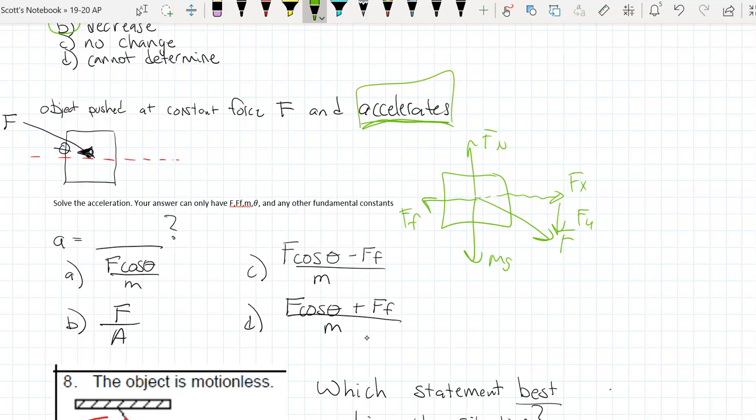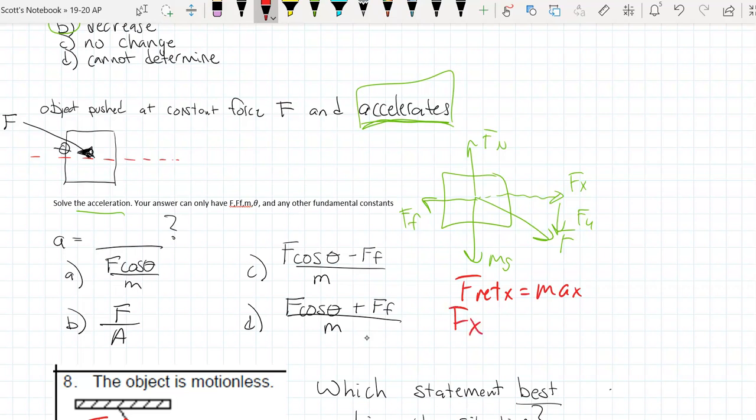Now again, it accelerates. So force in the x must be greater than force of friction. So if we're looking for acceleration, that is in the x direction. So I'm going to start here. F net in the x equals max.